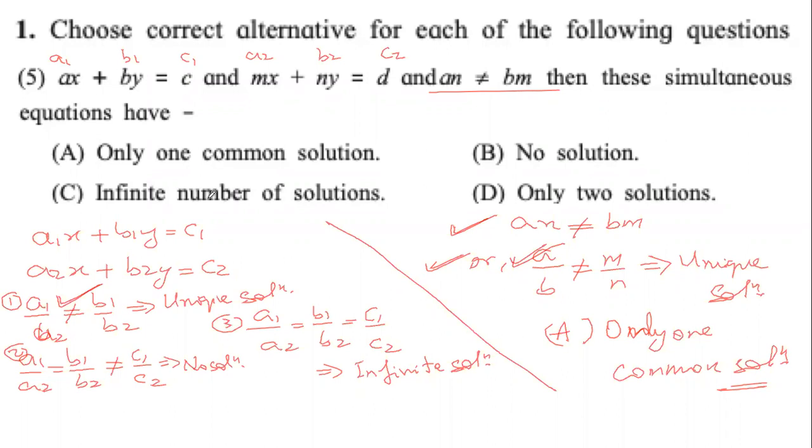In the given question, we can clearly identify what is a1 b1 c1, what is a2 b2 c2, and what is given to us is an is not equal to bm. When we work from that, we find out that a by b is not equal to m by n, which is condition number 1, possibility number 1. And that possibility tells us that only one solution will be there for these equations.